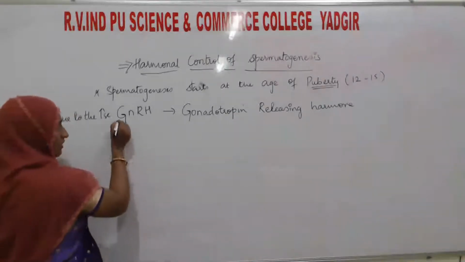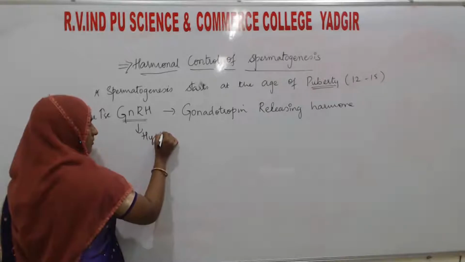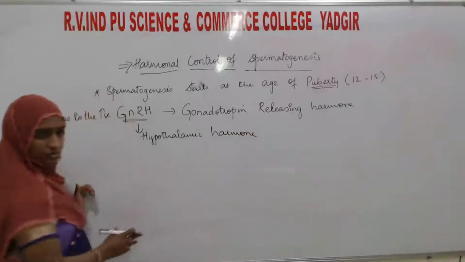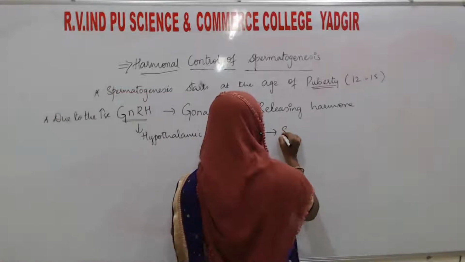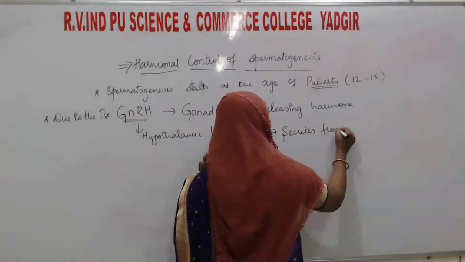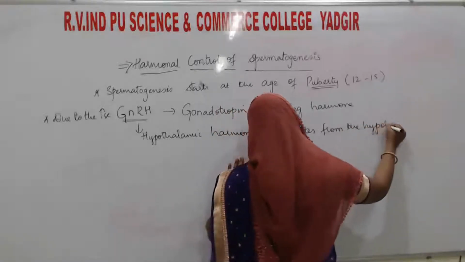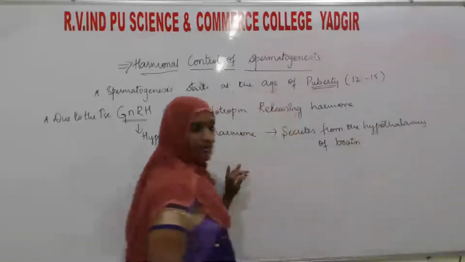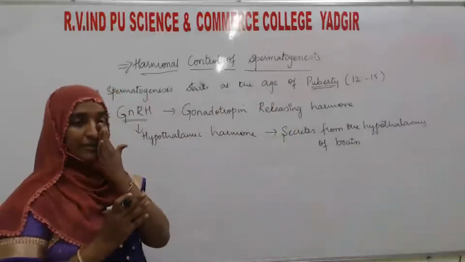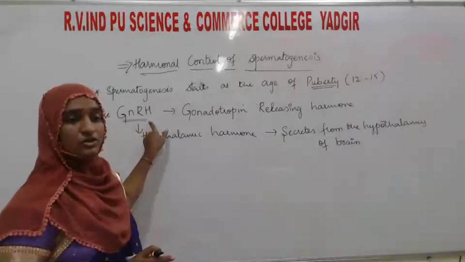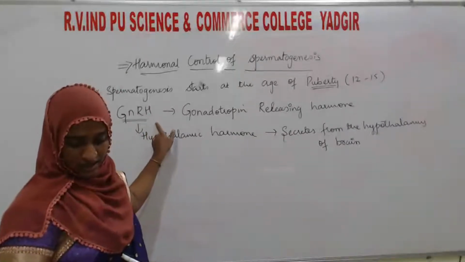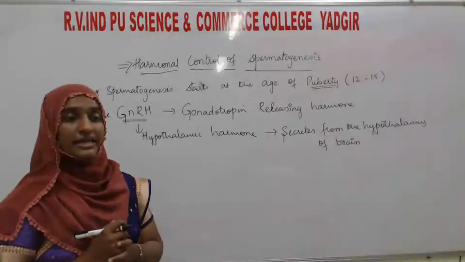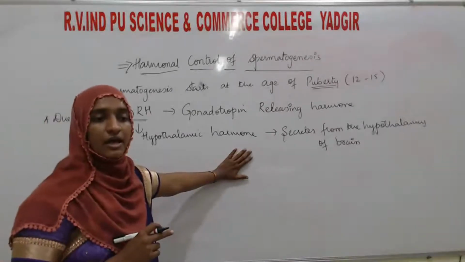This is one of the hypothalamic hormones, which is secreted from the hypothalamus, one of the parts of the brain. From this region, the hypothalamus, this hormone GnRH is secreted. Here the increased level of GnRH acts on the anterior pituitary.